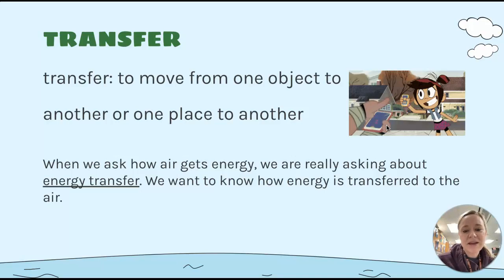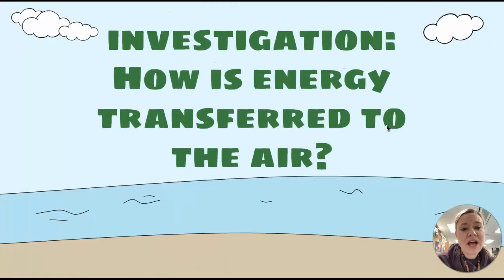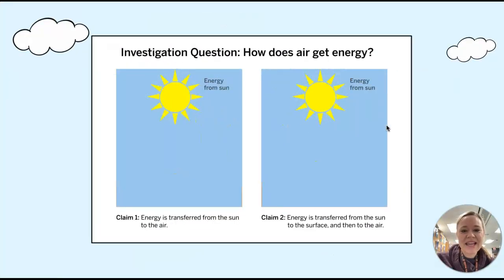So when we're looking at energy transfer in air, what we're wanting to know is how does energy get into the air? So if we know the amount of energy in the air determines what the temperature of the air is, how does the air actually get energy? So we are going to investigate that today. We are going to do that by looking at these two claims. So we know that we get energy from the sun, so we are going to use the sun as our energy source today. We are going to look at our first claim.